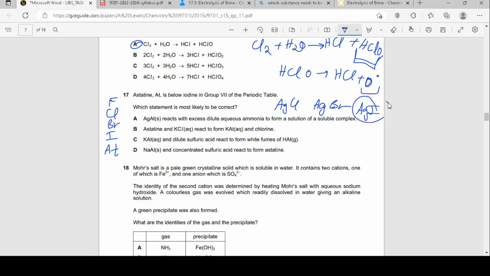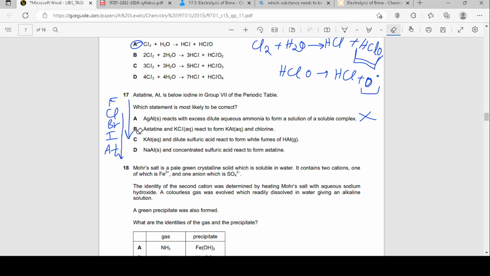So if AgI doesn't, you can see that the ability to form a complex is decreasing down the group. So that means when we come to astatine, it probably will not form a complex. So I can cross out this option because AgAt will not give me a complex with ammonia, especially dilute ammonia. Next: astatine and KCl react to form KAt and chlorine.